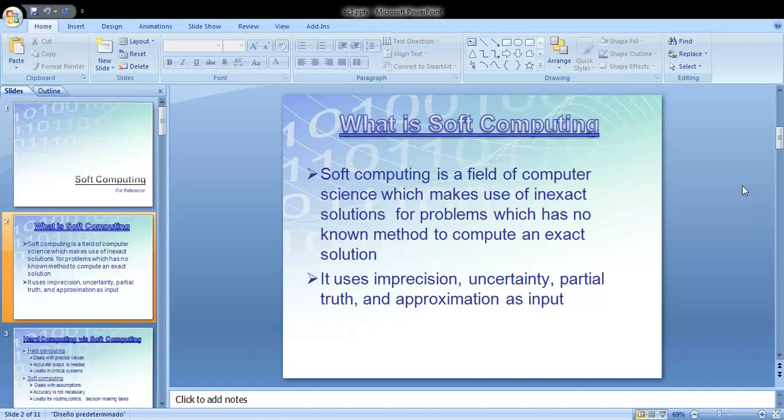The second line of the slide says it uses imprecision, uncertainty, partial truth, and approximation as input. All these things are taken as input, because if we know everything, then it can be solved with hard computing. We don't know something, there is some gap, something yet to be known. That's why we are moving towards soft computing. I think these examples are sufficient to make you aware of the definition of soft computing.